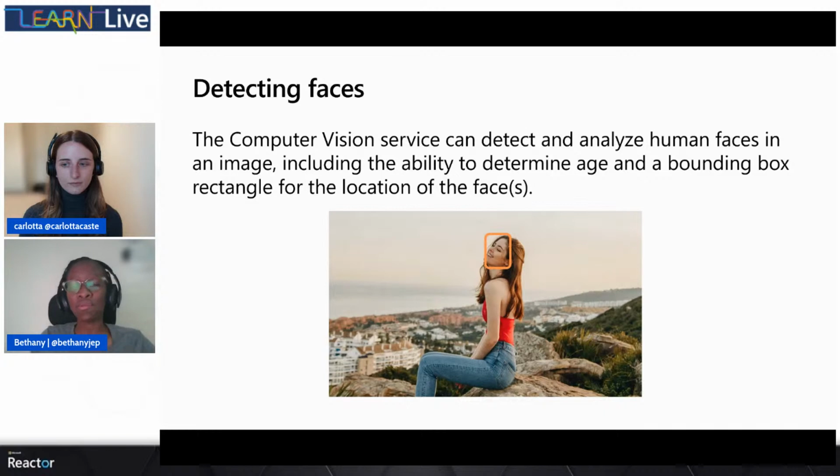But using the computer vision service, you can detect the basic foundations of whether there are faces and where the face is. You can see the example of the woman on top of the rooftop, and you can see exactly where her face is. So this service not only identifies one person, it can also identify other people in an image. So Carlotta, how does that work?